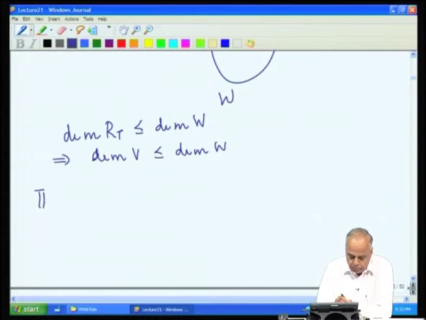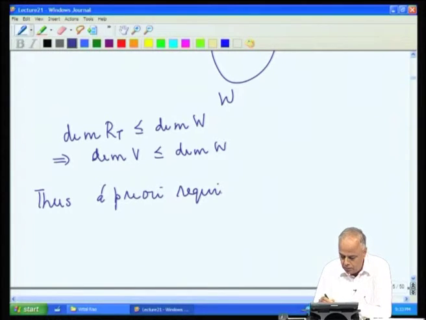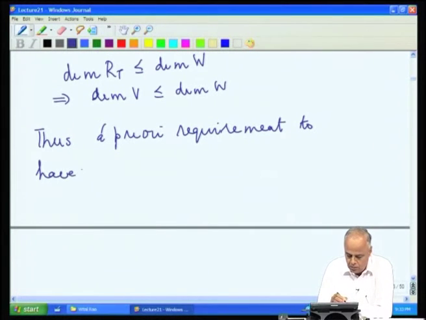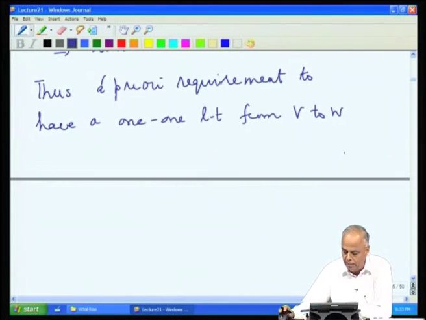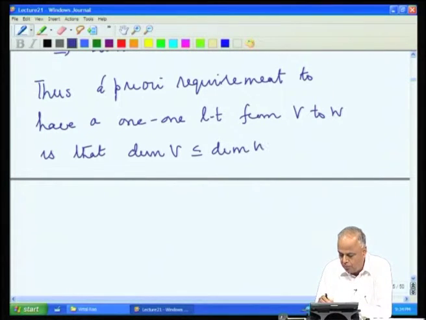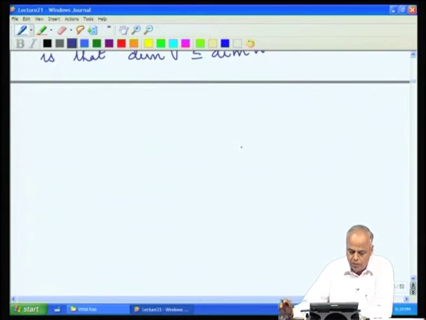So, thus a priori requirement to have a 1-1 linear transformation from V to W, recall, we are assuming all are finite dimensional, is that the dimension of V be less than or equal to the dimension of W. If for any chance the dimension of V is greater than the dimension of W, there is no hope of finding a linear transformation from V to W which is 1-1. Let us look at some simple examples.